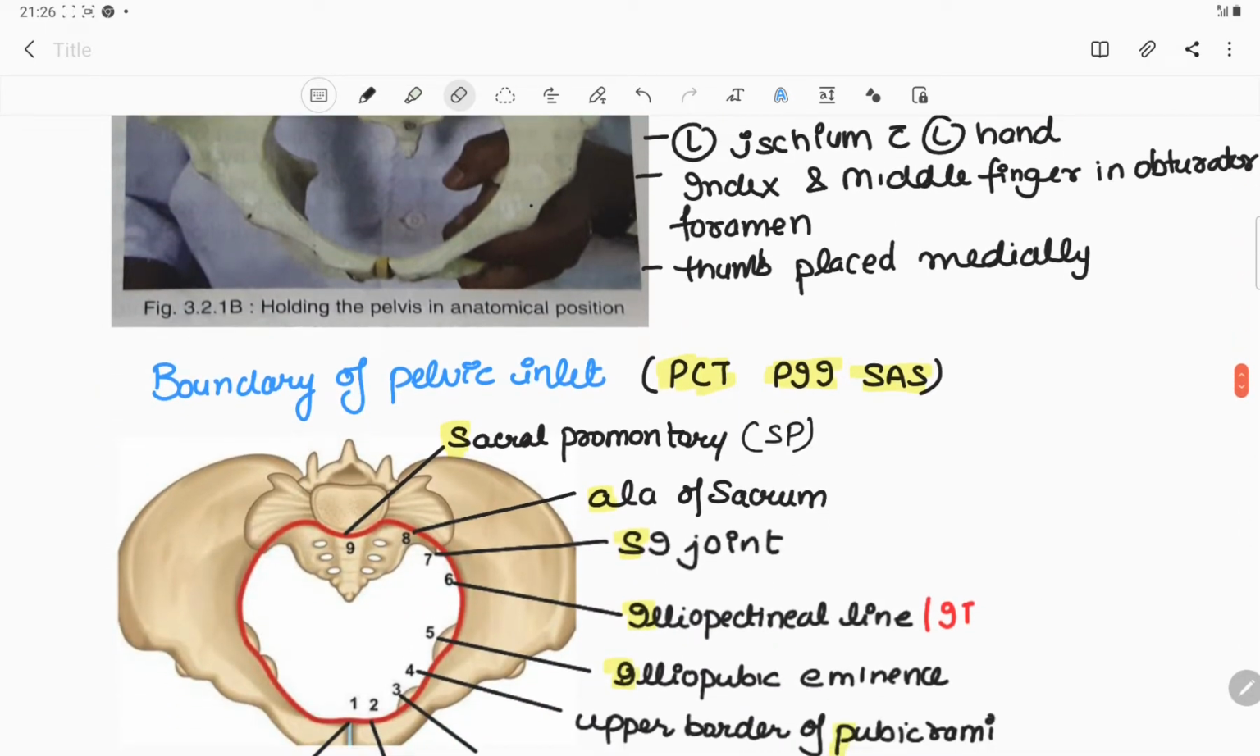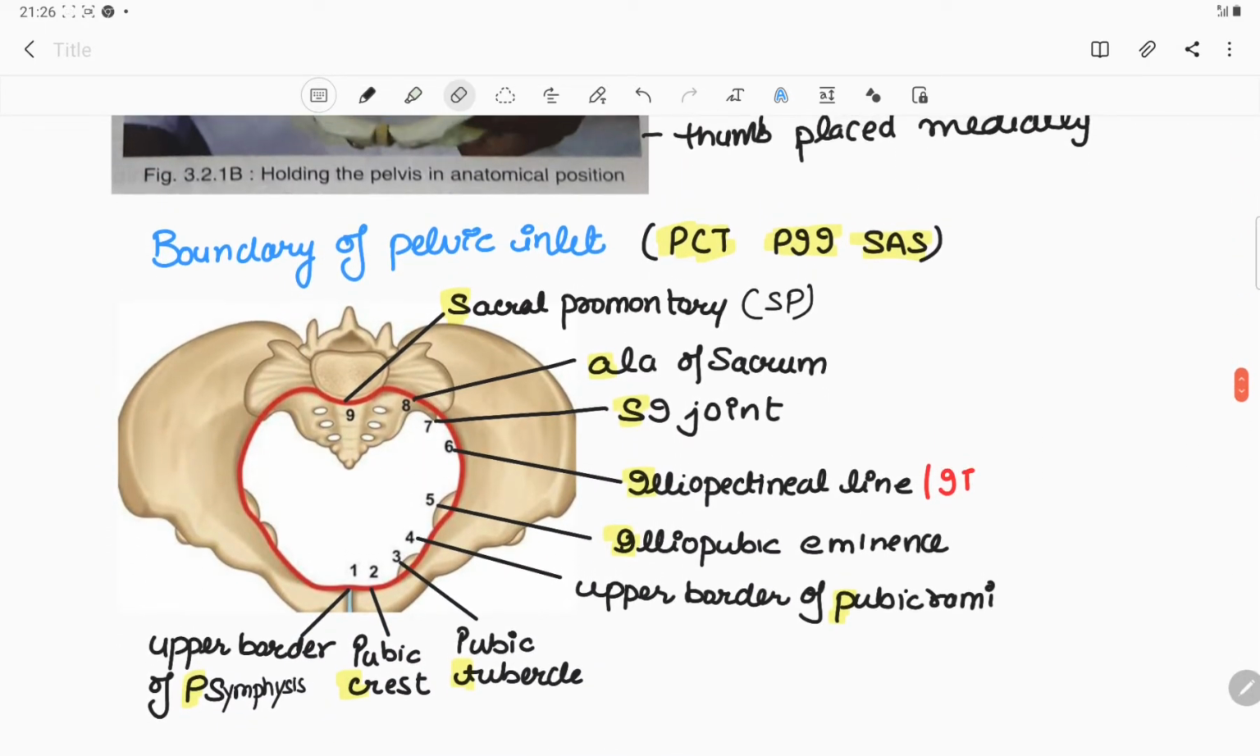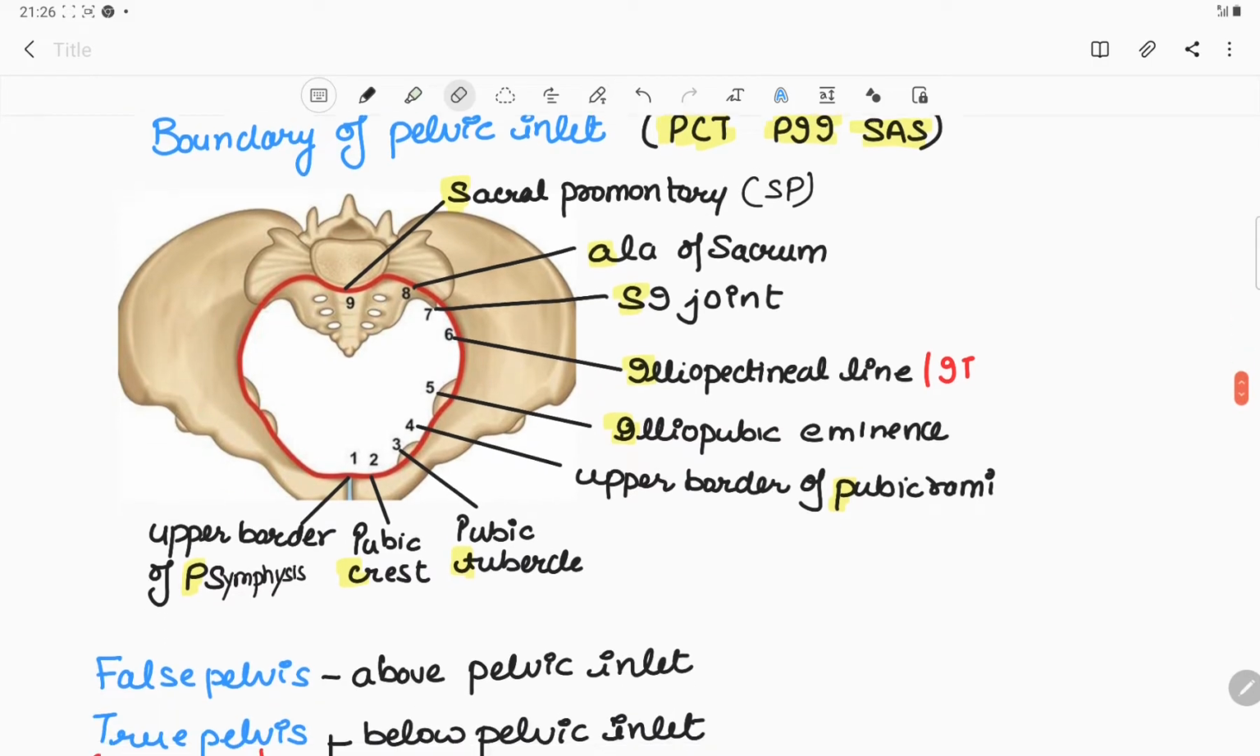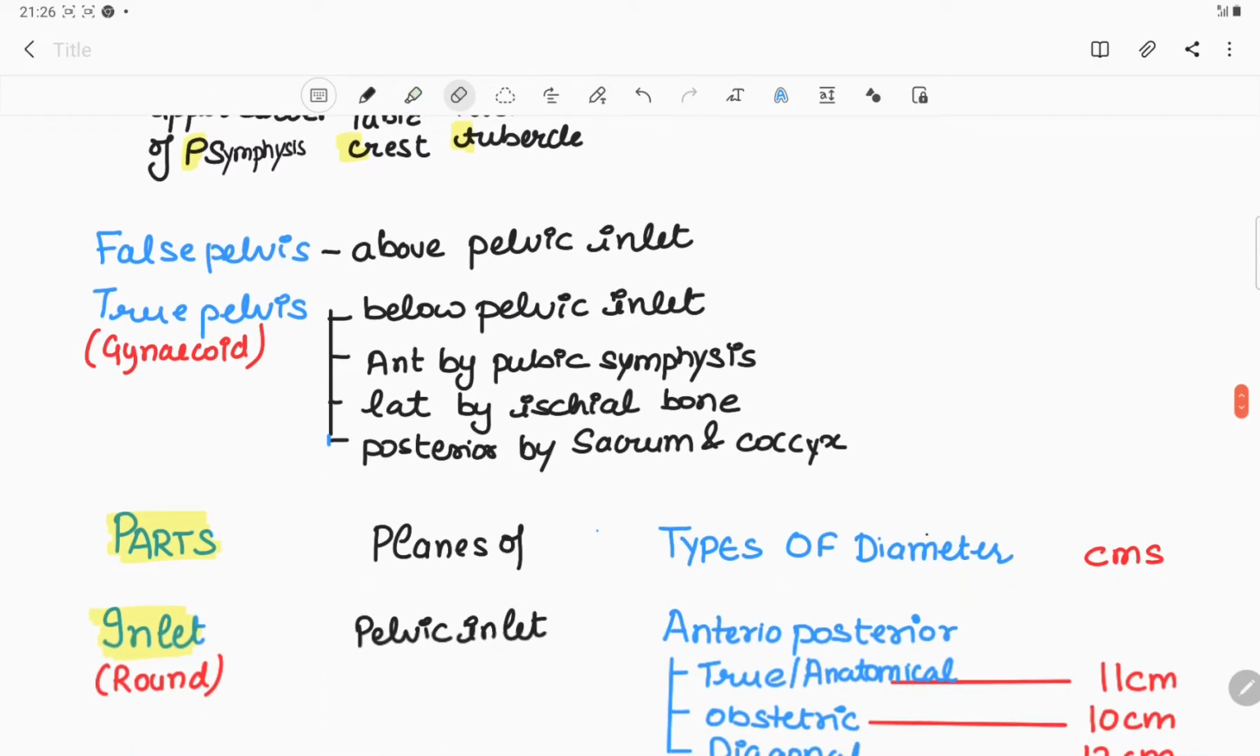Okay, what are the boundaries of the pelvic inlet? It starts from the upper border of the pubic symphysis, then pubic crest and then pubic tubercle. Then fourth is the upper border of pubic rami, iliopubic eminence, then iliopectineal line, also called linea terminalis, then sacroiliac joint, ala of sacrum and sacral promontory. These 9 points form the boundary of the pelvic inlet.